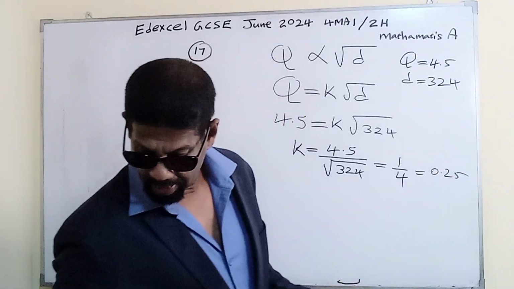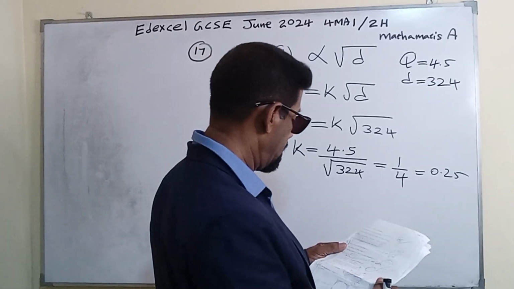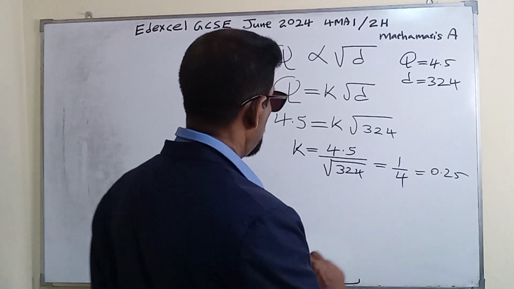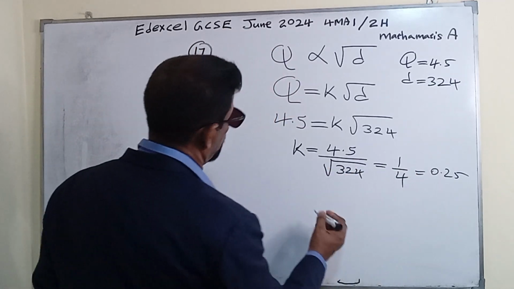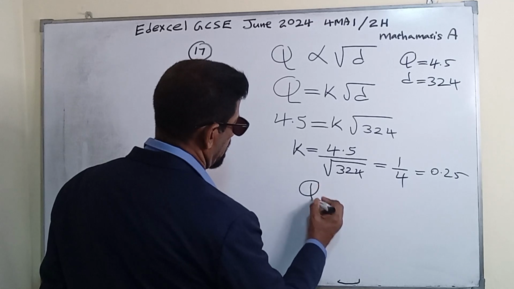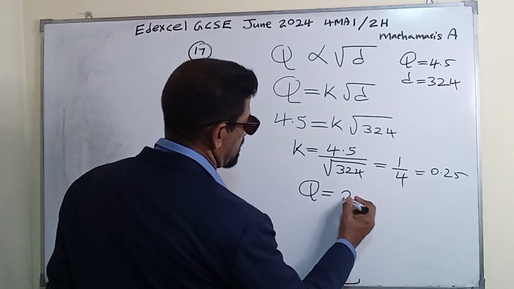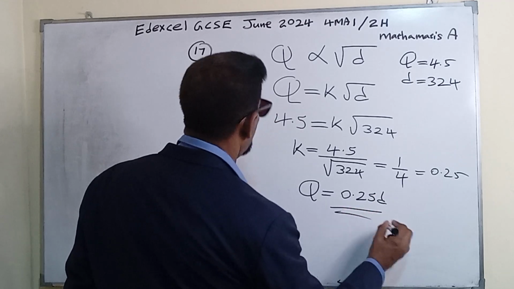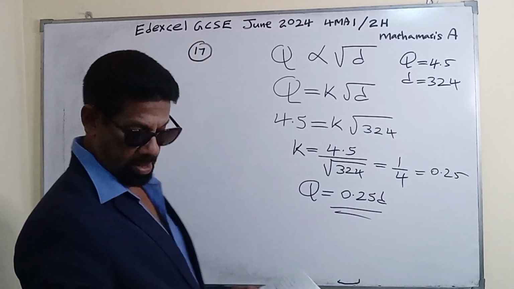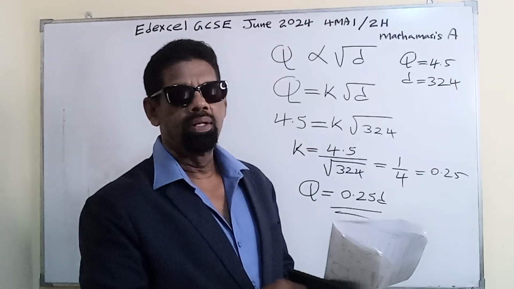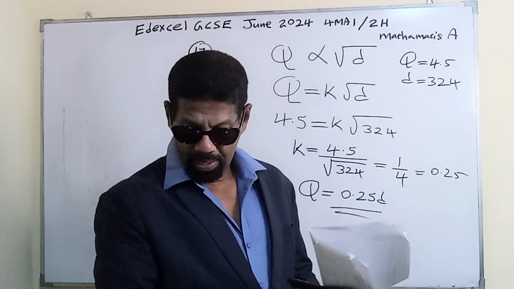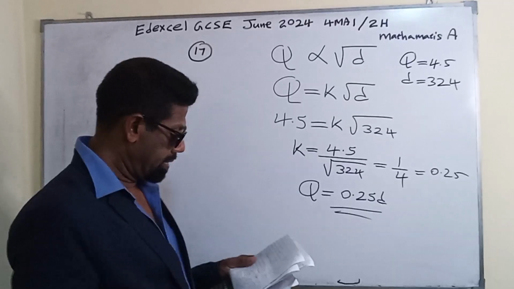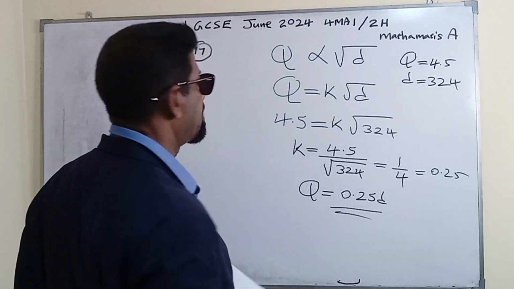Does he need a decimal or what? The formula for Q in terms of D: we write k as 0.25. So Q equals 0.25 D. This is question number 17. It is very important that you understand how to do this. I think you are understanding.